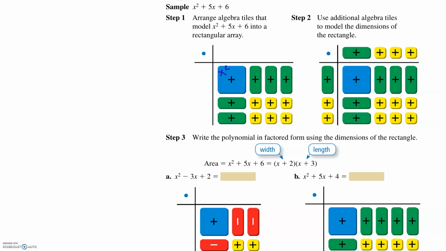And over here, they have put some additional algebra tiles to model the dimensions of the rectangle. And notice what we have. We have an x and an x that multiply to create the x squared. So these are 1s, so here we have x plus 3, and over here we have x plus 2. So what we're seeing is that we can take the x squared plus 5x plus 6 and write it as x plus 2 times x plus 3. So we have factored it.